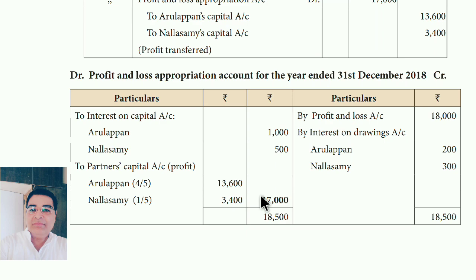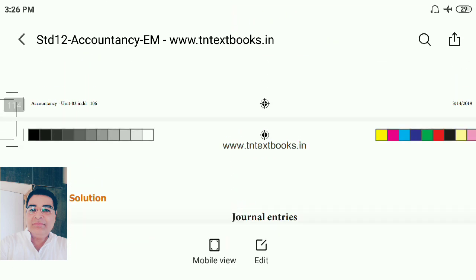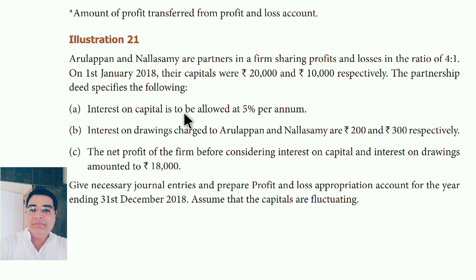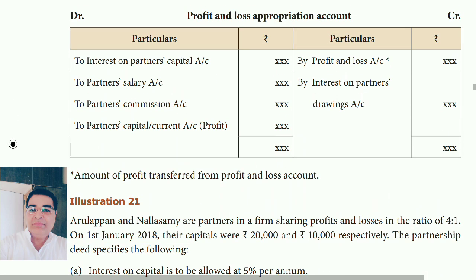Then see the question. What is the first one? The first line is interest on capital 5% per annum. So in the profit and loss account, capital we should not write. Already we have seen the format, interest on capital. Where do we have to write interest on capital? See here, on the debit side.